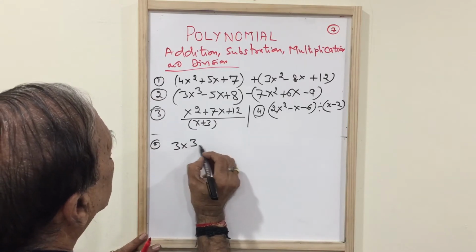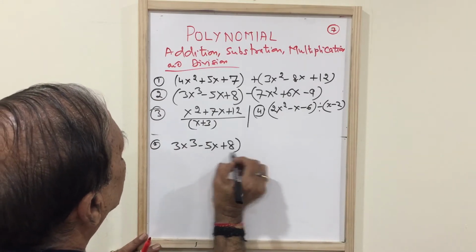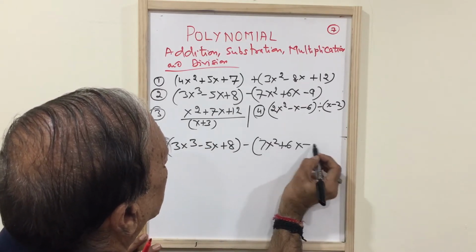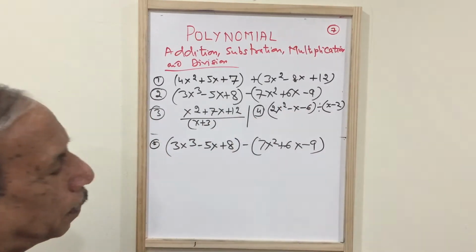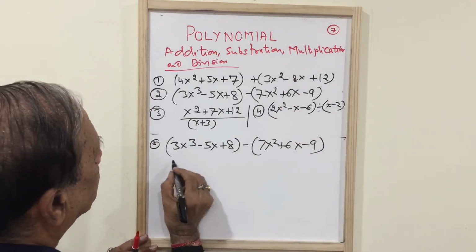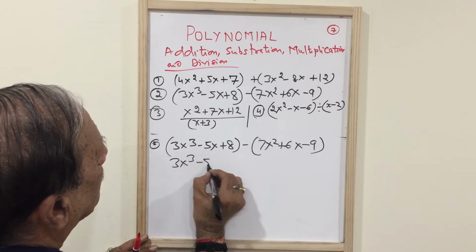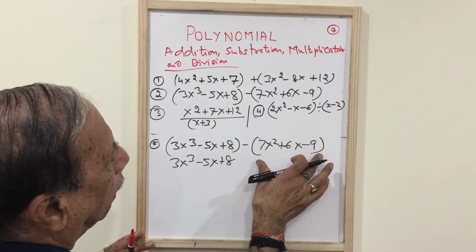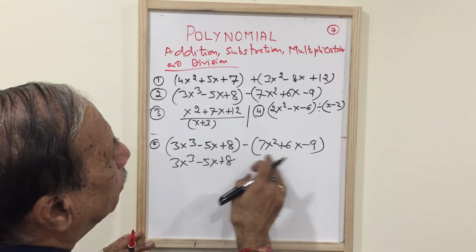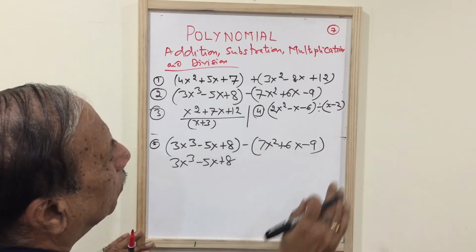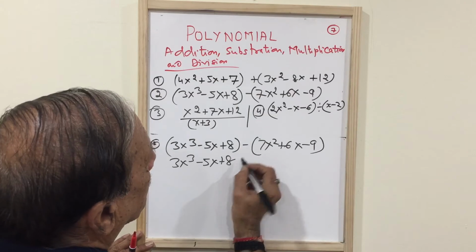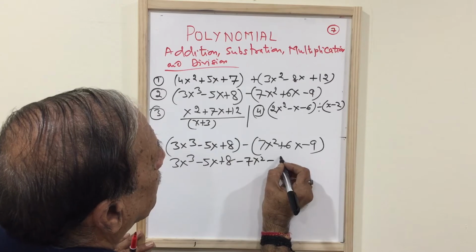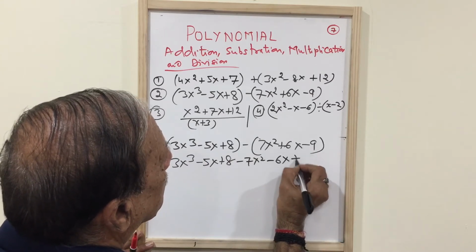3x cube minus 5x plus 8 minus 7x square plus 6x minus 9. This is the second equation. We'll open the bracket, 3x cube minus 5x plus 8, because there is a minus sign in front of this bracket. So when we open the bracket, all the inner signs will change. So this will be minus 7x square. This is positive, so it's minus 6x. This is negative, then it will become plus 9.